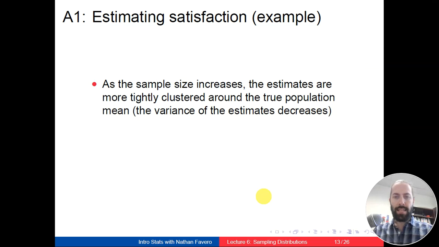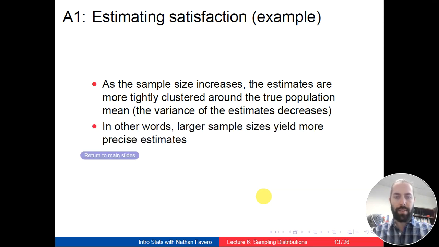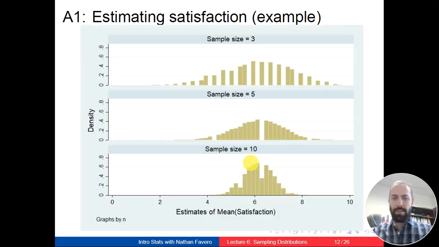So as sample size increases, the estimates are more tightly clustered around the truth, the true population mean. In other words, the variance of the estimates decreases. Larger sample sizes yield more precise estimates. So again, hopefully this is a useful example of these ideas we've been talking about: how sample size is related to precision, what we mean by a sampling distribution, and what we mean by a standard error, the typical distance between the truth, 6.15 in this case, and any particular estimate that we get.